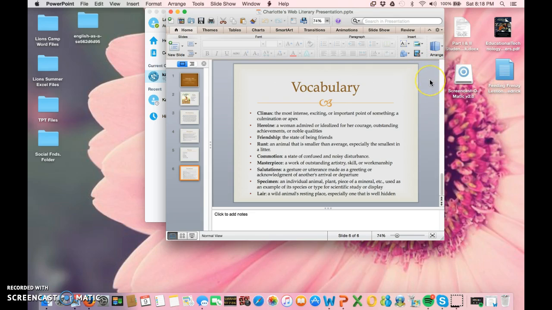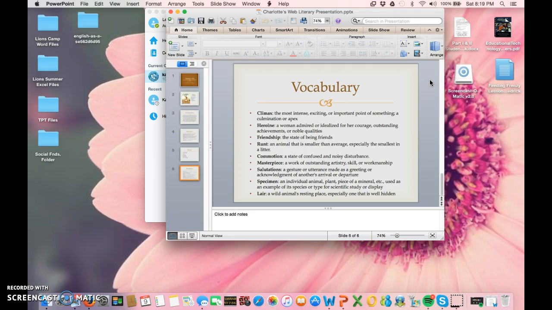Vocabulary from the book. Climax is the most intense, exciting, or important point of something, a culmination or an apex. Heroine, a woman admired or idealized for her courage, outstanding achievements, or noble qualities. Friendship is the state of being friends. Runt is an animal that is smaller than average, especially the smallest in a litter. Commotion, a state of confused and noisy disturbance. Masterpiece, a work of outstanding artistry, skill, or workmanship.